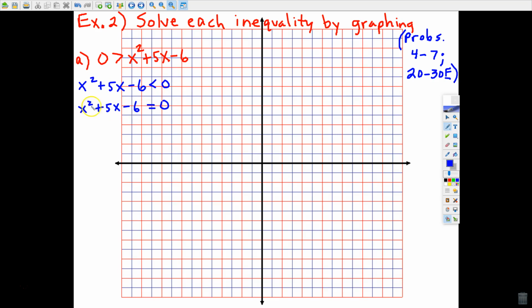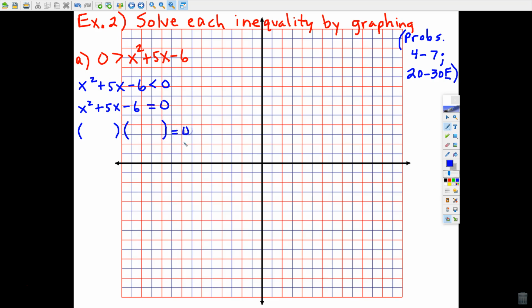Remember, the solution to a quadratic equation, which is finding out what x is to make this equation equal 0, is actually going to be two different numbers. Those two numbers are also the x-intercepts for the graph. So that's where it's going to start on example 2a and all of these problems where you're going to solve an inequality by graphing. See if you can identify x-intercepts first.